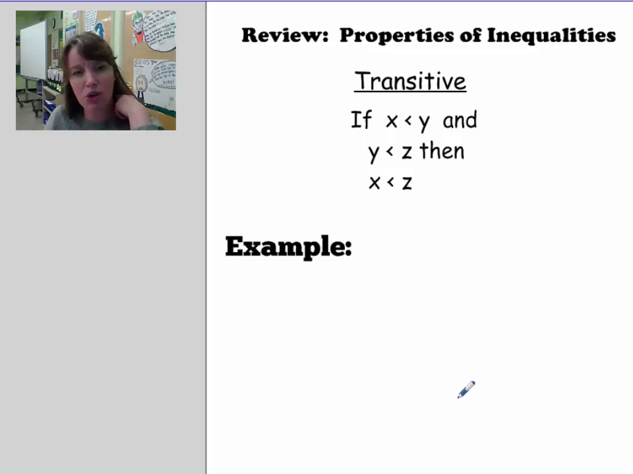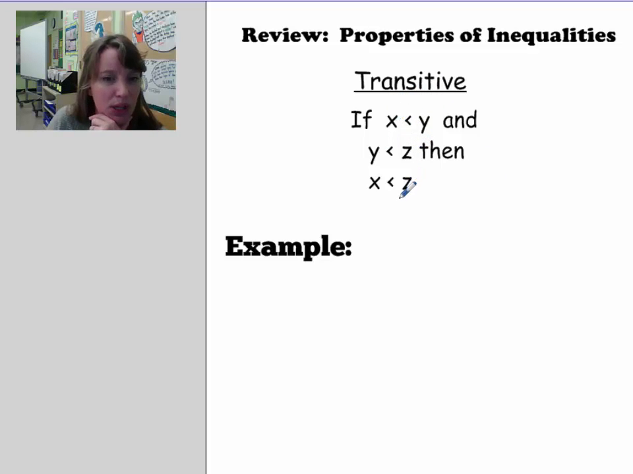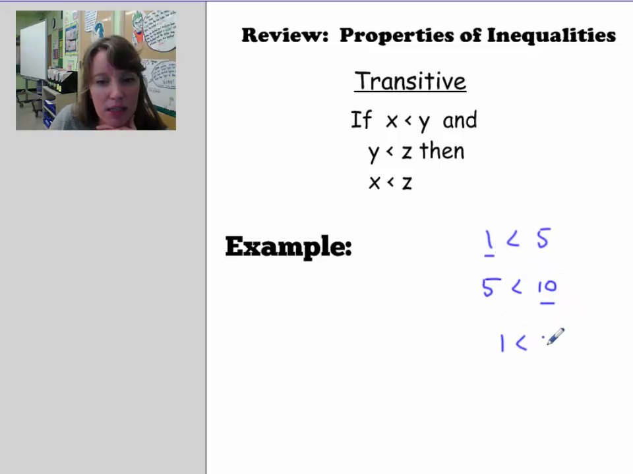Okay, one property of inequality that we should go over is the transitive property. So if one number is less than another number, and that second number is less than a third number, then the first number is absolutely less than the third. So for instance, if 1 is less than 5, and 5 is less than 10, then we know that 1 is less than 10. That's what we're saying here.